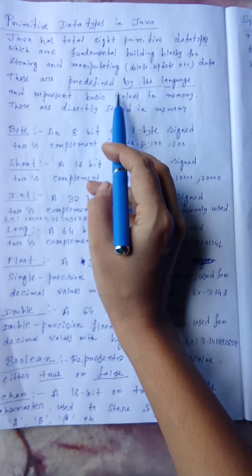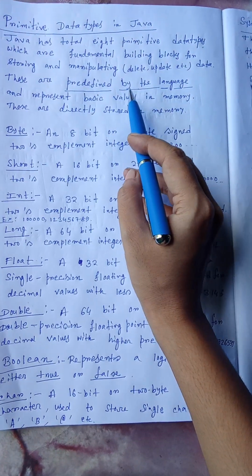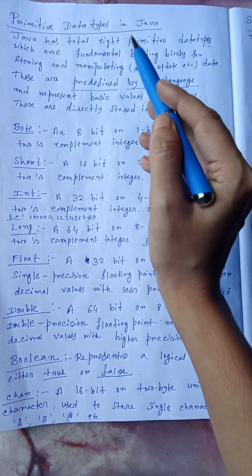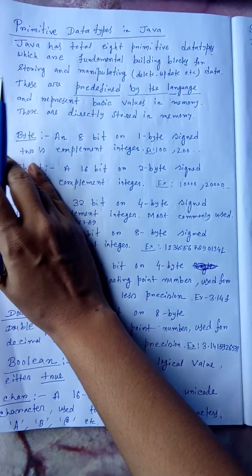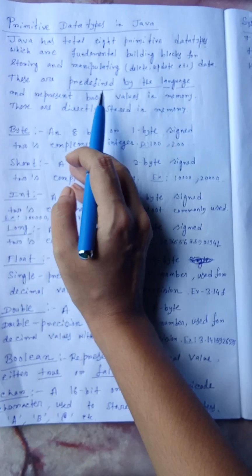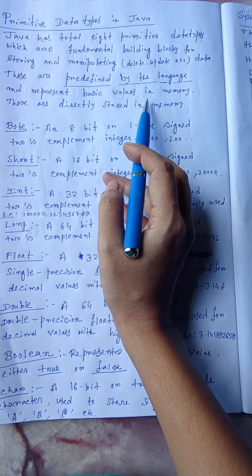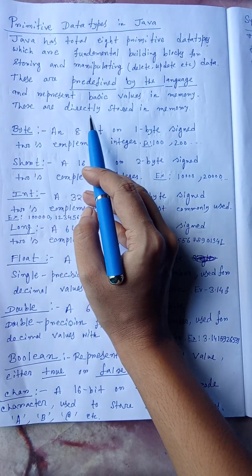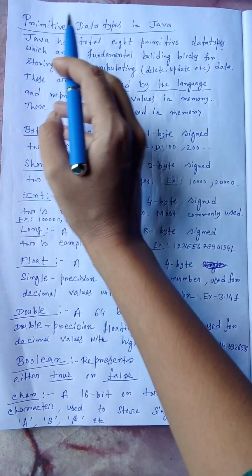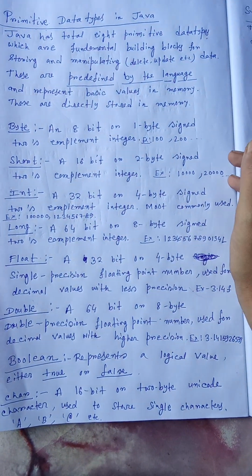These are predefined by the language, which means we cannot modify or change these data types. Primitive data types are already built into Java and we cannot change them or modify them. They represent basic values in memory, and the main point is that these data types are stored directly in memory.